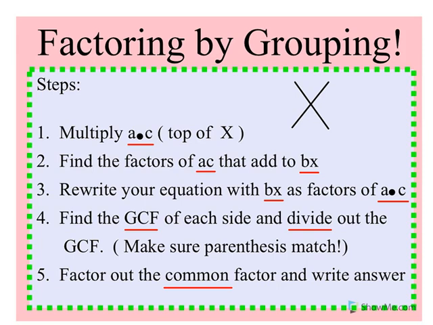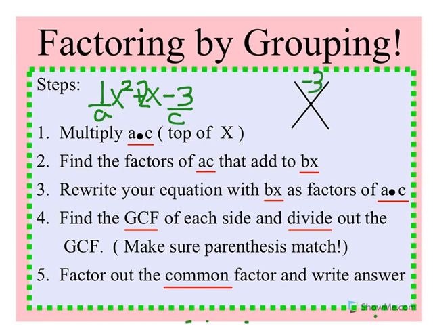The first thing you're going to do is multiply a times c, and whatever that number is, you're going to put it on the top of the x. So for example, if we had x squared plus 2x minus 3, we would multiply a times c. Well, a is the coefficient on the x squared. This is my a. My c is negative 3. So if I multiply 1 times negative 3, I will get negative 3.